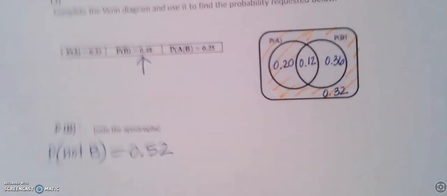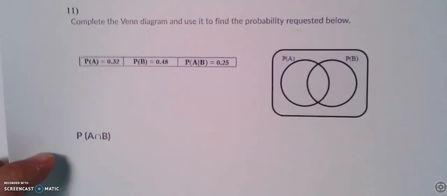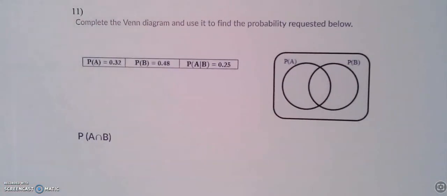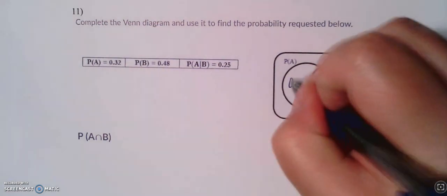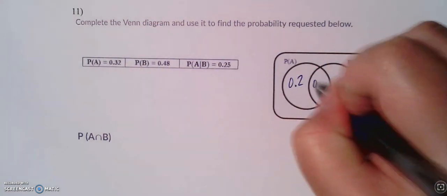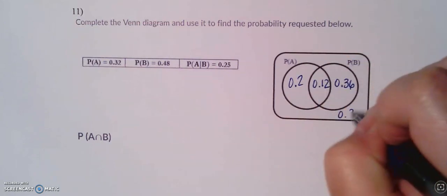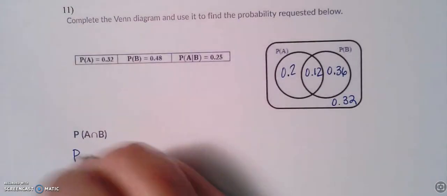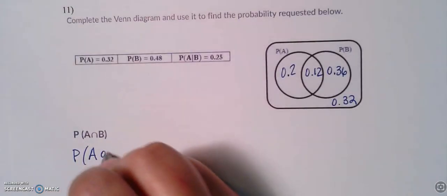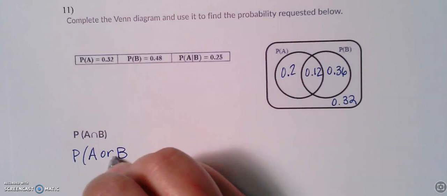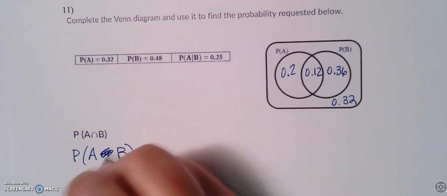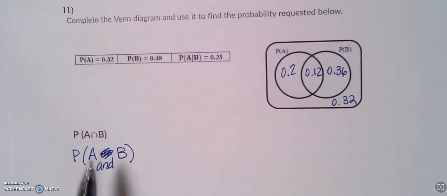All right, last one in our most missed parade. Same exact Venn diagram. This one asks, what is the probability of being in A or in B? Oops, we already did or, didn't we? This is and. It's an intersection. The intersection is always and.